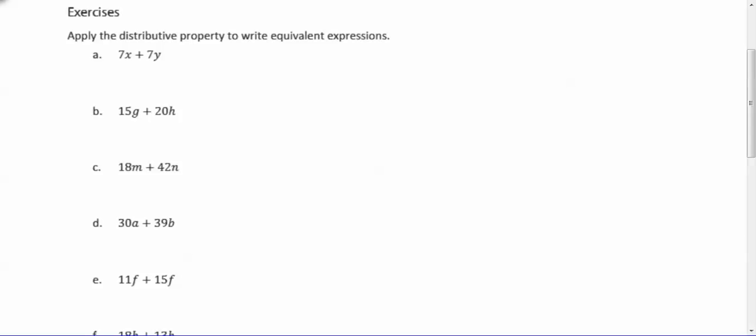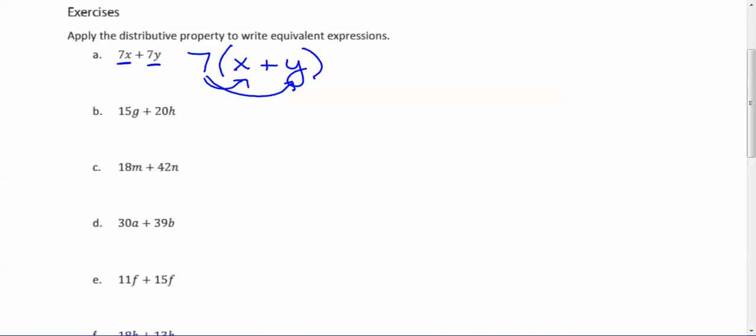Okay, so a lot of kids are done with part A and B. So the first one, you should have pulled out 7 and then 7x plus y here. 7 times the quantity x plus y, I should say. When you distribute that out, you'd be multiplying 7 times x to give you 7x, and then adding 7 times y, which is 7y. Okay?